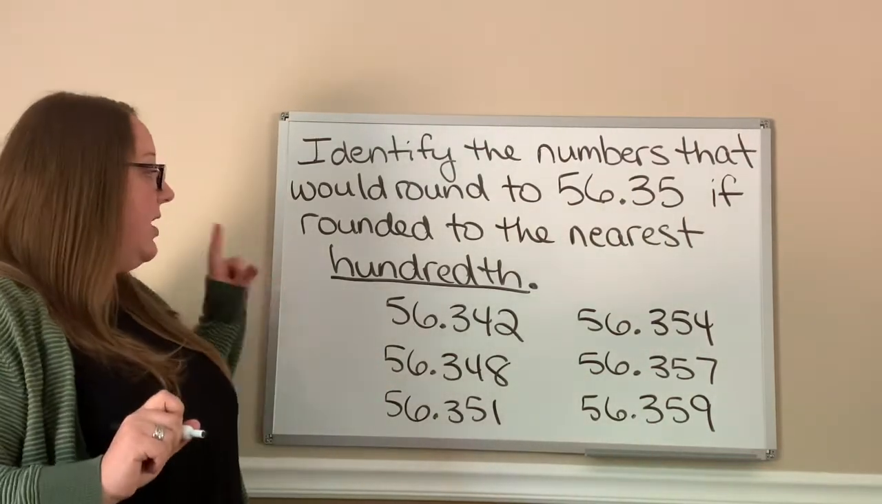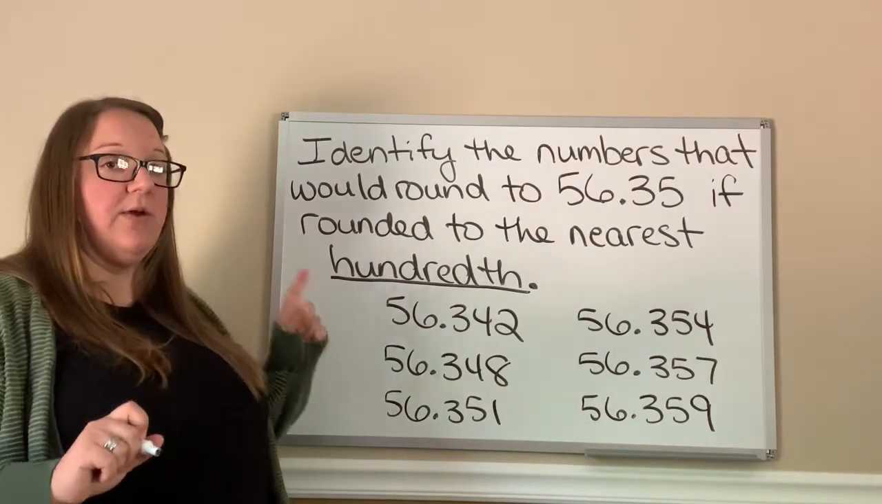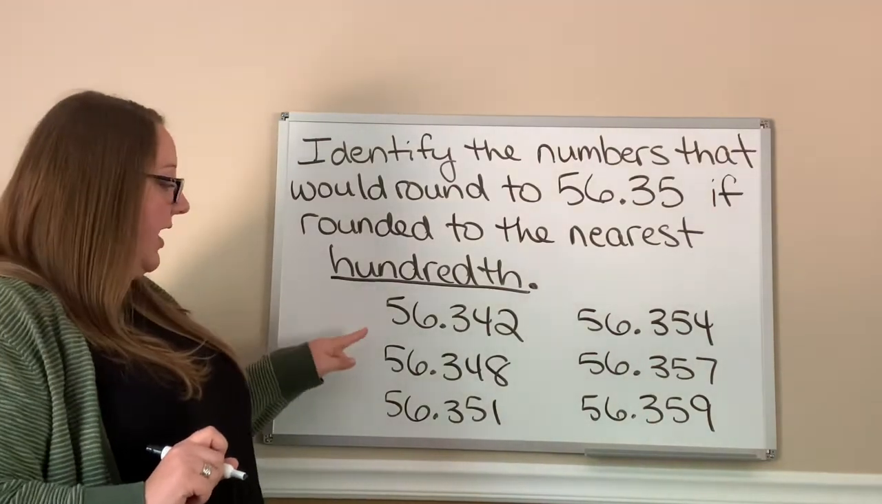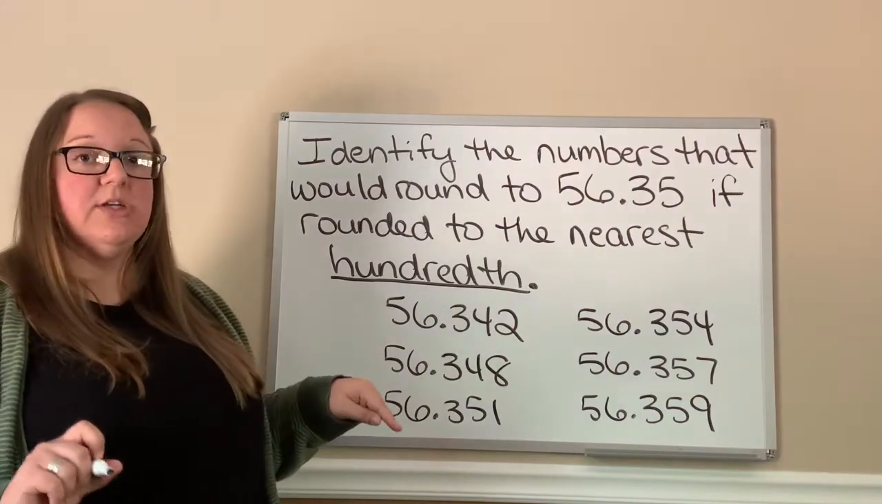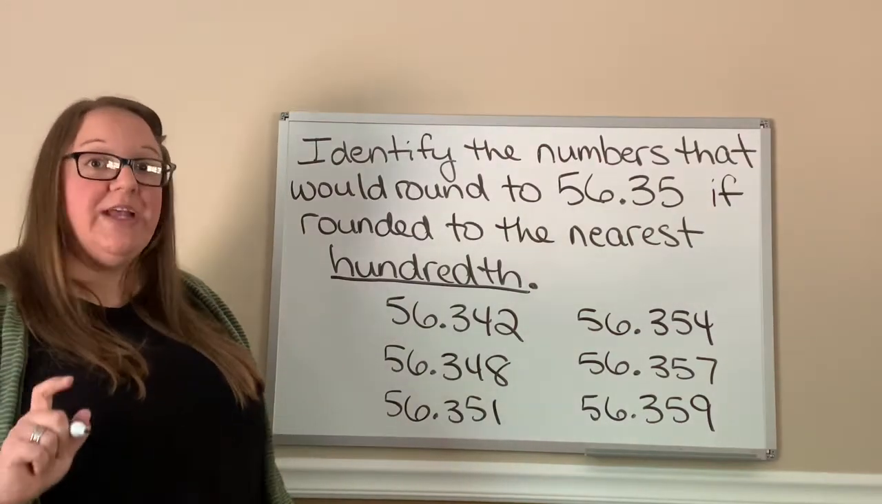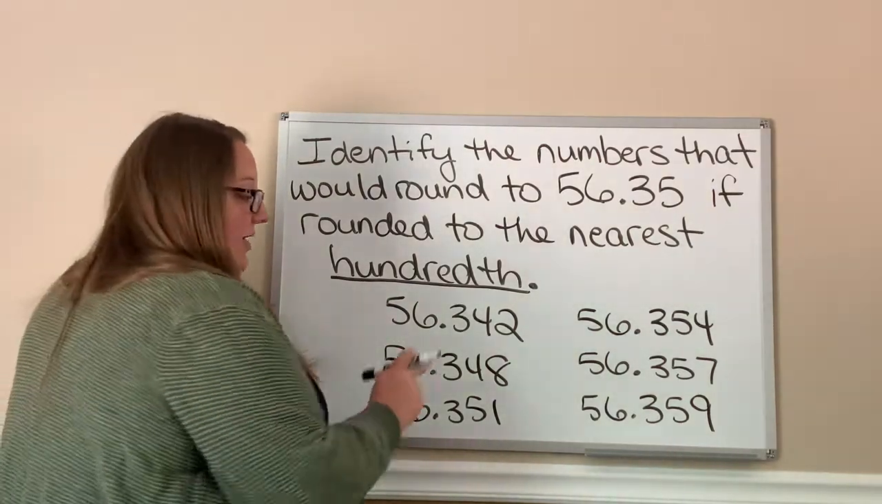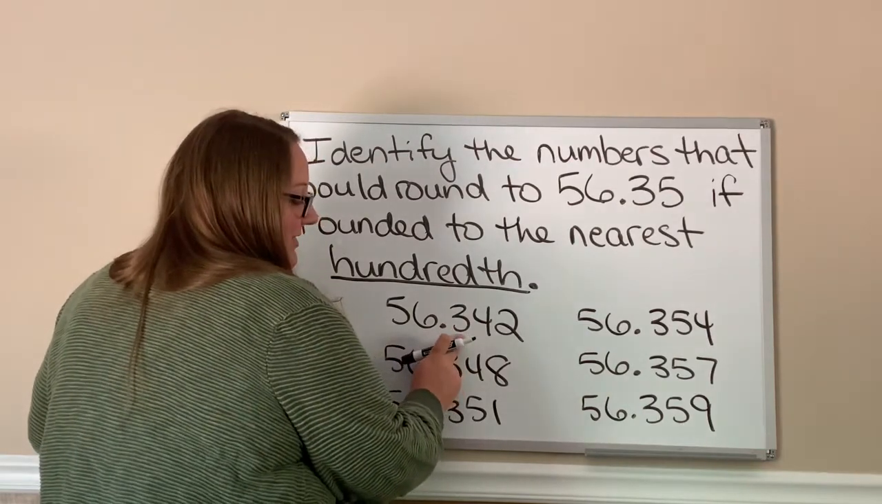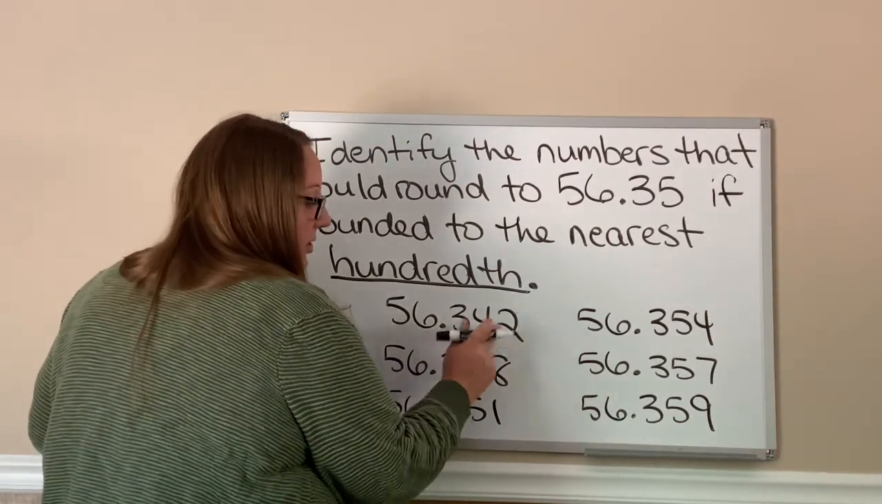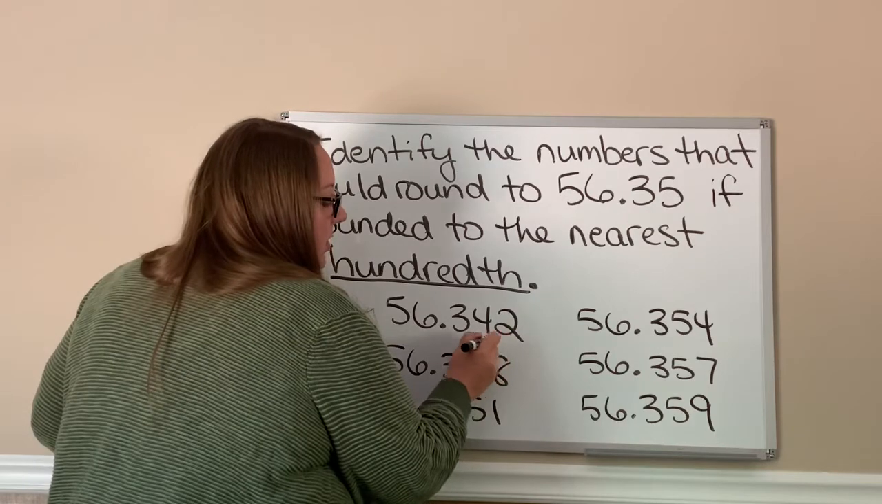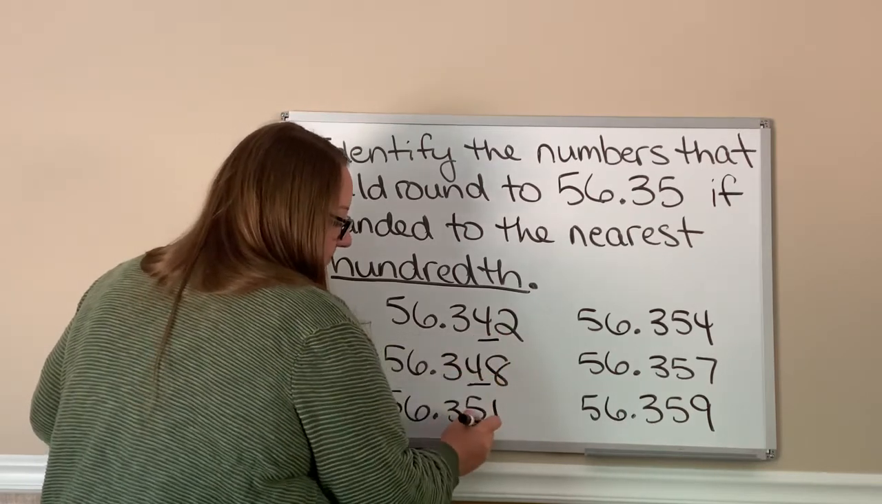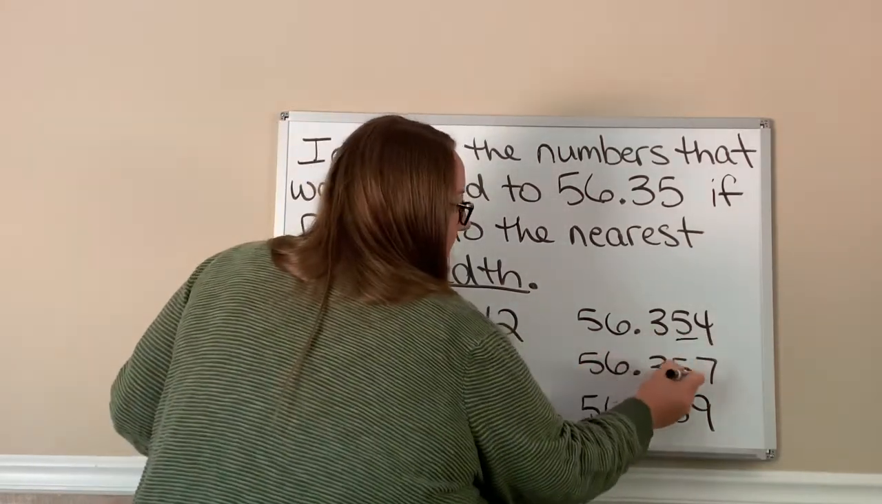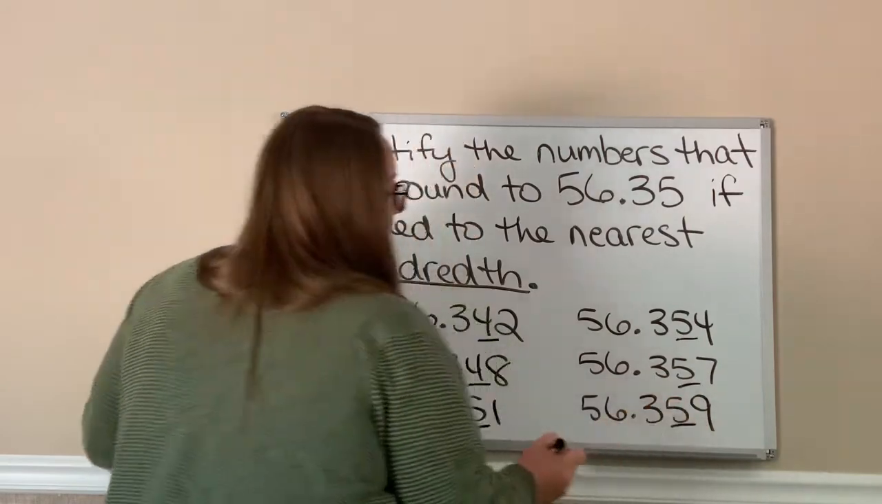All right, so after I've underlined the place value that they want me to round to, I'm going to go ahead and go through each one of these numbers and underline that place value. So I know that the first number behind the decimal is the tenths, and the second number is the hundredths. So I'm going to go through each one of these and underline the hundredths place.